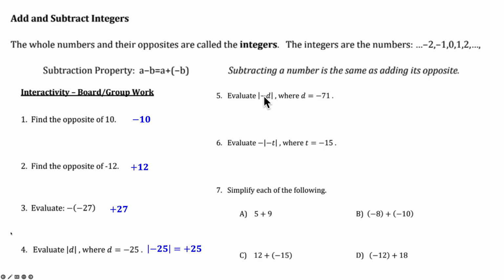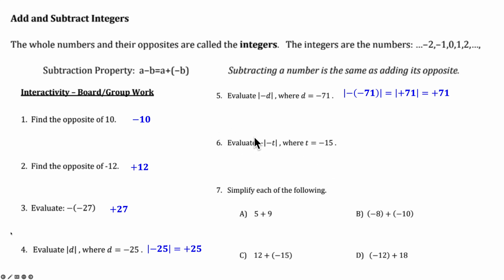Evaluate the absolute value of a negative d. Okay, still positive in the front. My answer has to be positive. So we put negative 71 in for d. Now notice that this negative on the 71 has nothing to do with the negative on the d. So there's two negatives. So just like we had over here, that changes to a positive 71. We want to know the positive distance from 0 to 71, which is a positive 71.